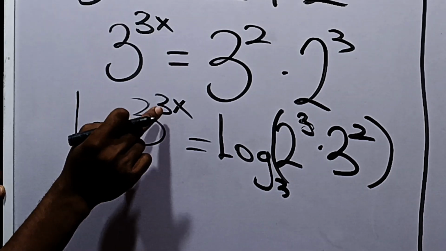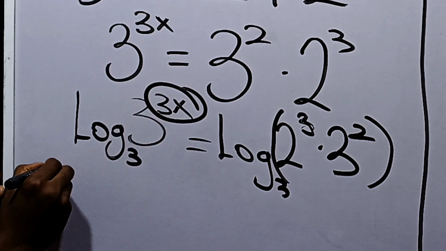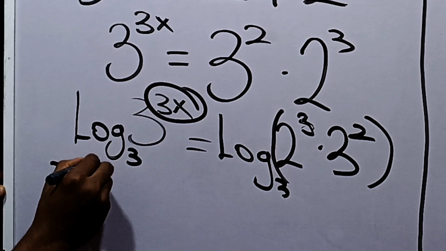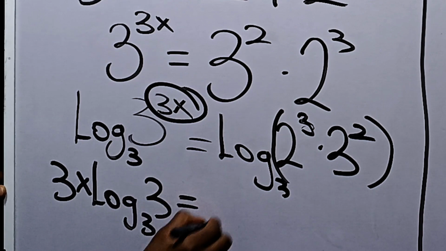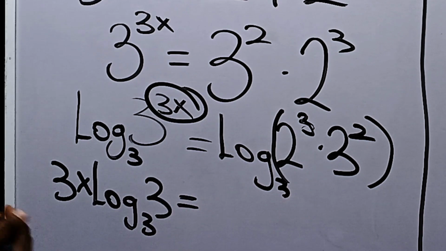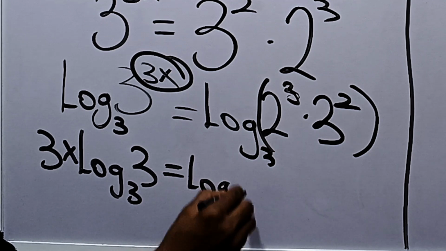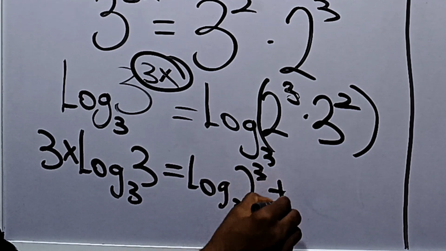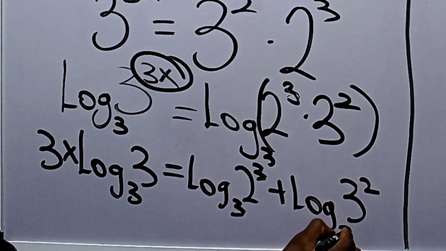logarithm in base 3 of 3 raised to power 3x. Means you can multiply this log with this number. So we can say that this is now 3x multiplied by the log of 3 to base 3 to be equal to, on this other side, we split up and put plus. So we have log in base 3 of 2 cubed plus log of 3 squared to base 3.